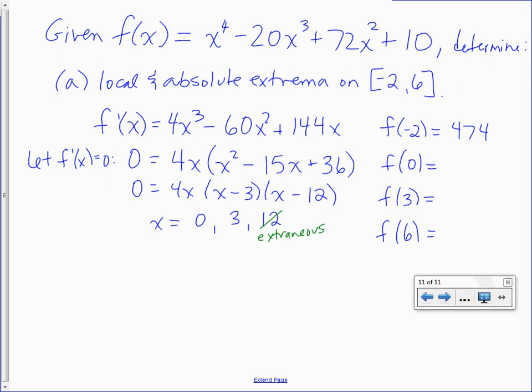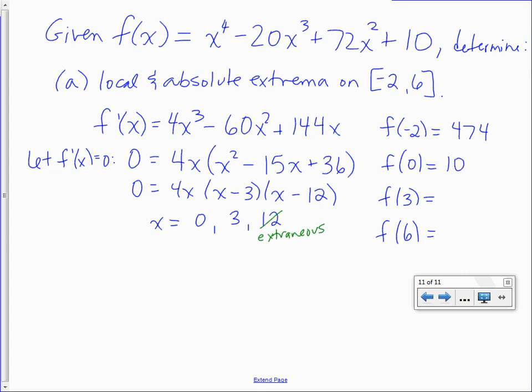You guys can help confirm me here. 16 minus 20 times -2 cubed plus 72 times -2 squared plus 10. So I did it two ways. I got 474. Zero's nice. Once you put 0 in, you get 10.